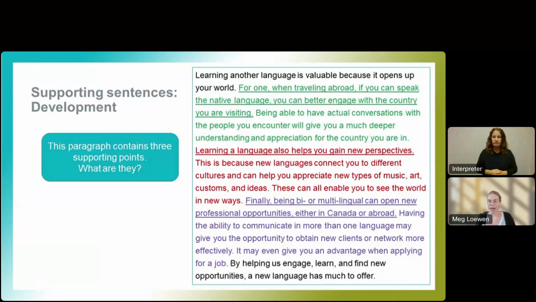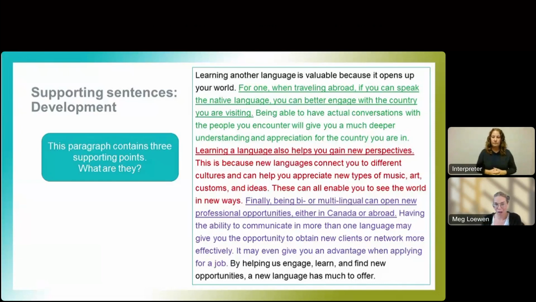So you can see how that part is underlined, and then the next sentence in green works to even develop that even more, right? So this is a reason why. This is my explanation in the development of my topic. So you can see that, again, my topic, that learning another language opens up your world. Well, this is my first reason why. Traveling abroad, you can better engage with the country you're visiting.